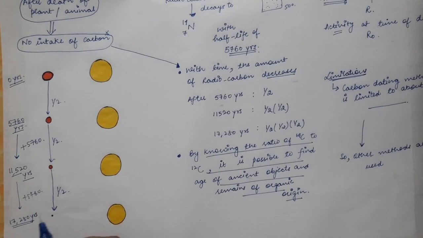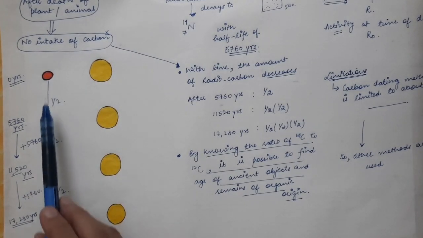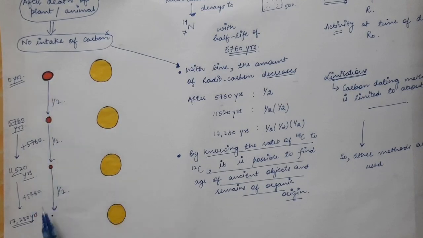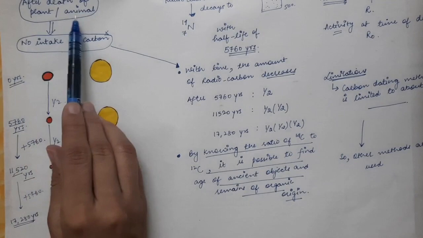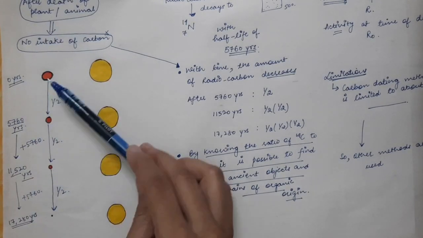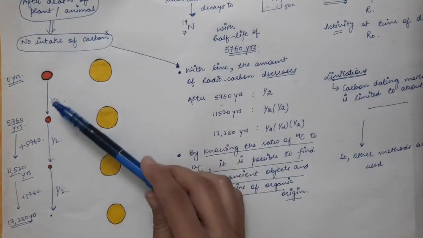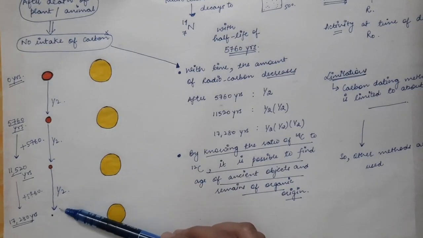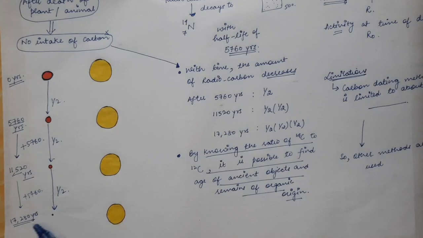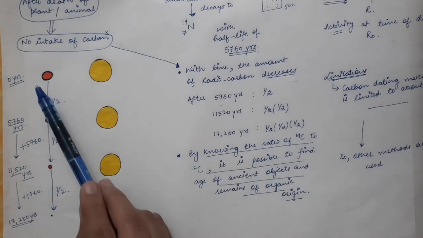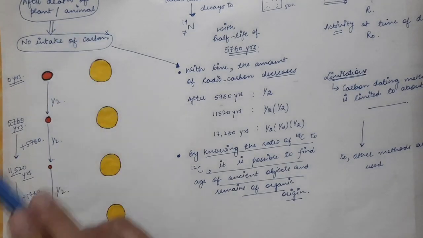By looking into the quantity of radioactive carbon remaining in the sample, we can exactly find how many years have elapsed after the death of that particular plant or animal. By determining the quantity of the radioactive carbon present in the sample, we can find how many years have elapsed after the death of that particular specimen.